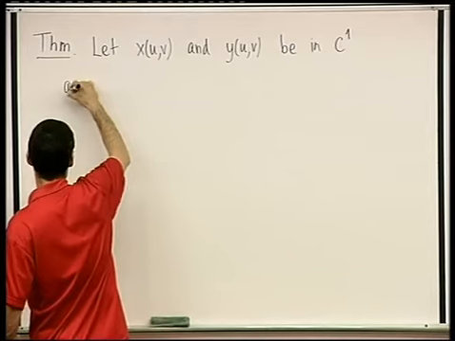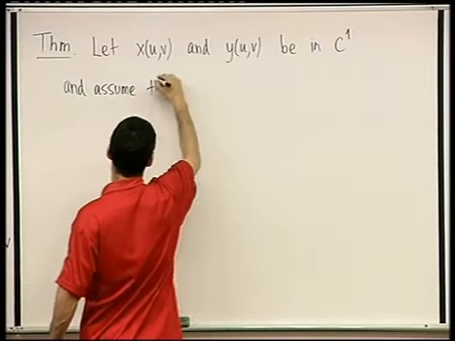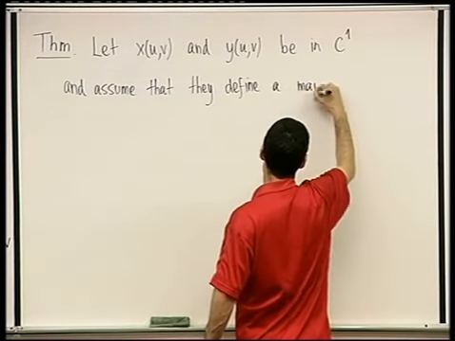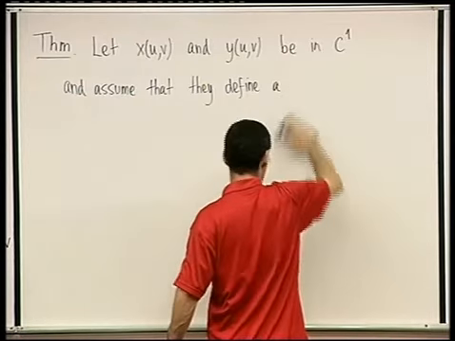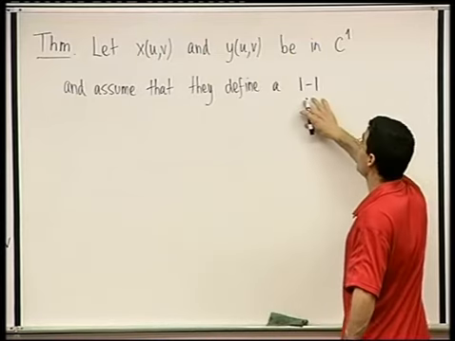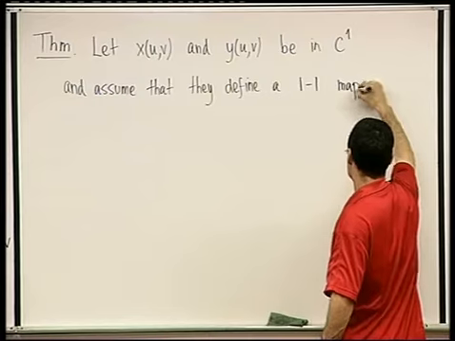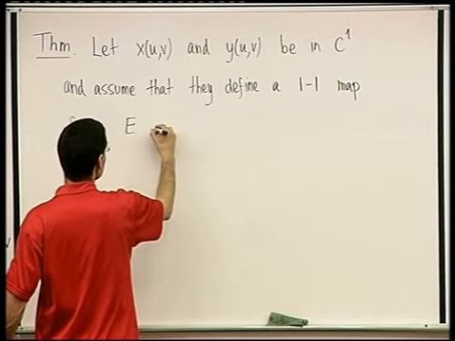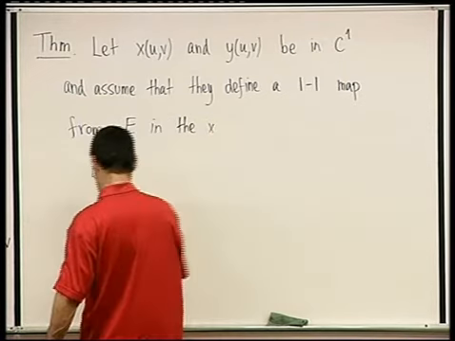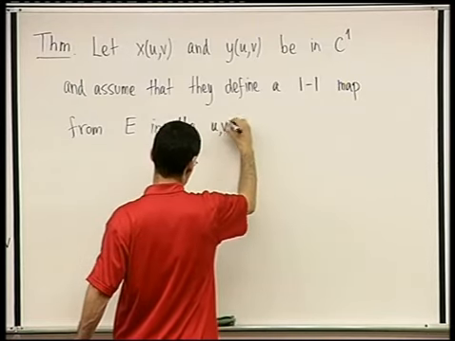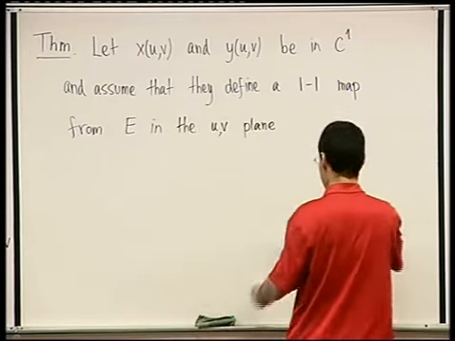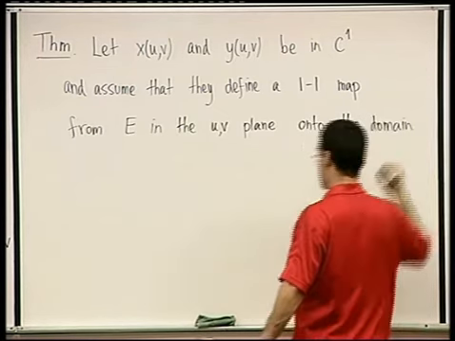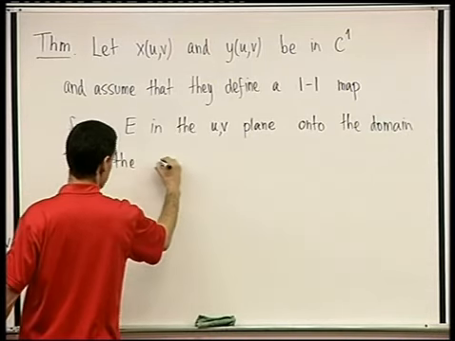Let them be in C1 and assume that these functions define a map, a correspondence, not just any correspondence, a one-to-one invertible map, from the domain E in the UV plane onto the domain D in the xy plane.